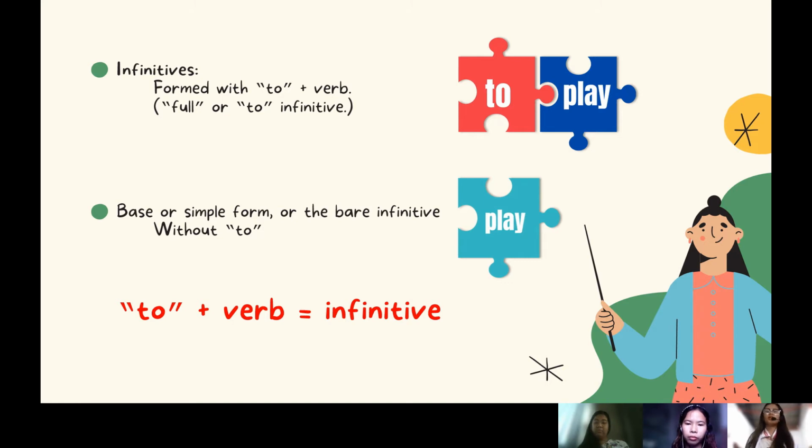So what do we call the word that doesn't have the word to? We only call that the base or simple form, or the bare infinitive. So again, to plus verb equals infinitive. Always remember that if you see a verb that has the word to before it, we call it an infinitive. Did you get it?